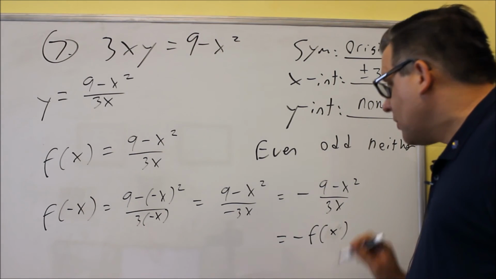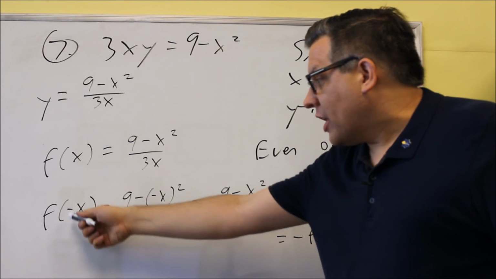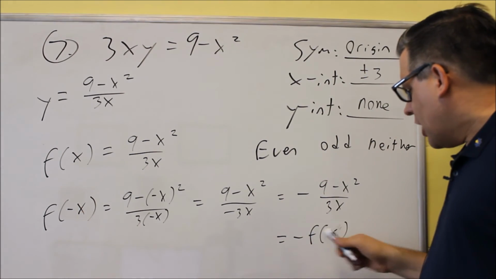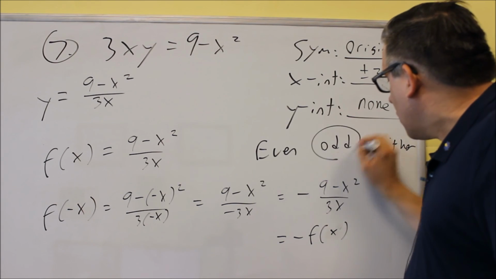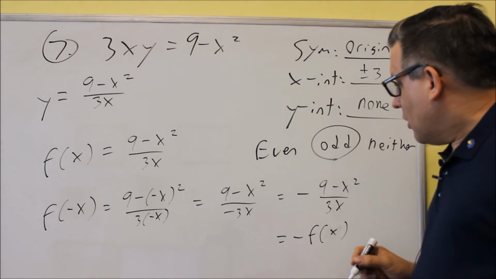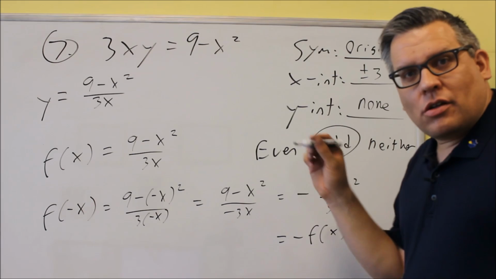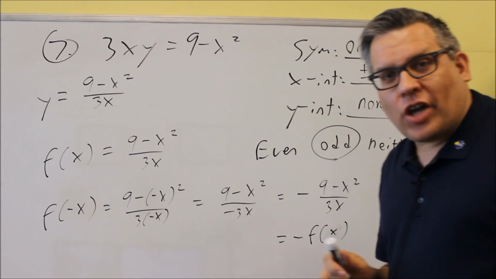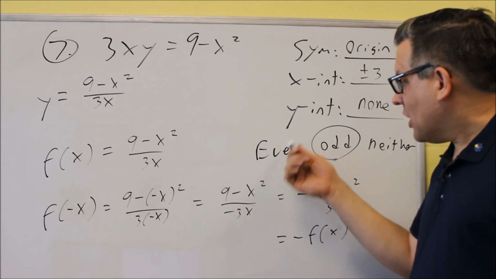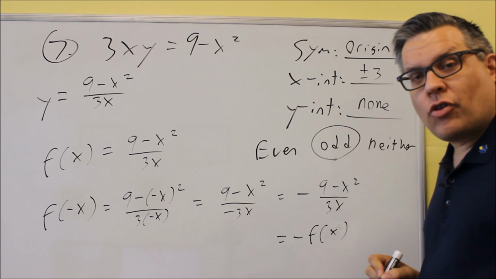So I put in f of negative x, I worked through all this, and I ended up getting a negative out front of the original one. That's the definition for odd. So this particular one is odd. Again, on the test, you'll do the same thing. You want to find f of negative x. If you get exactly the same thing, it's even, but in this case, we got a negative out front, so it's odd.